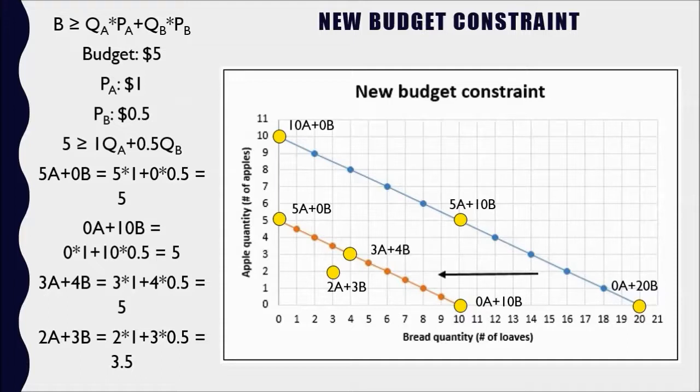Notice that the slope of the budget line didn't change. It is the same as it was previously. Why is that? Because the price of the two products didn't change. The only thing that changed was the budget constraint itself.